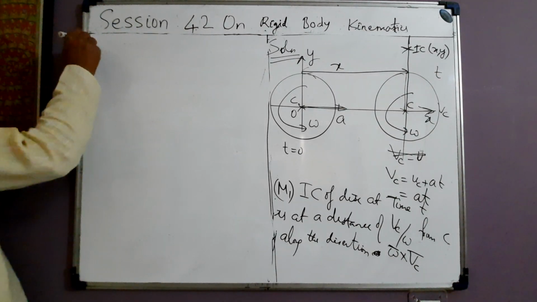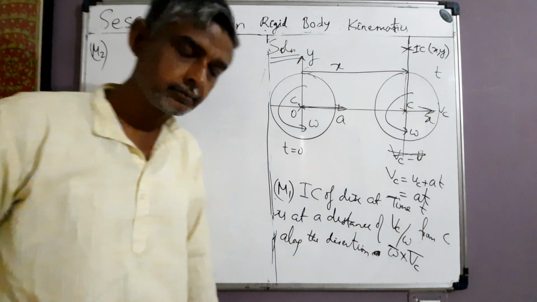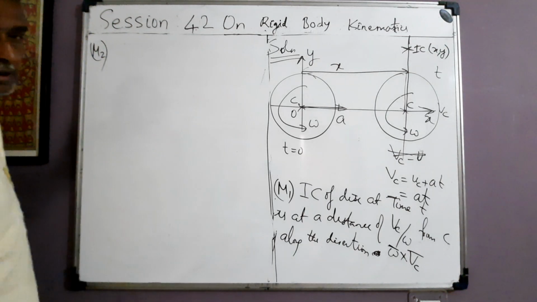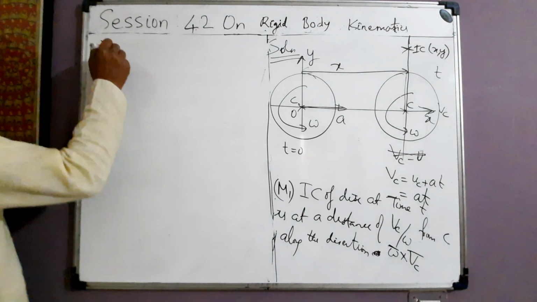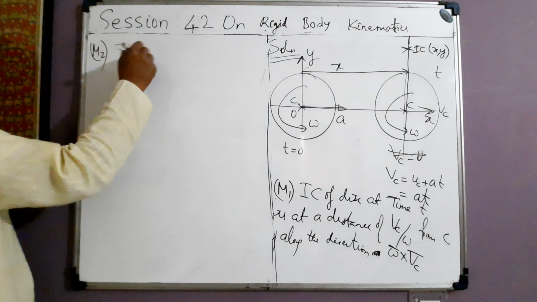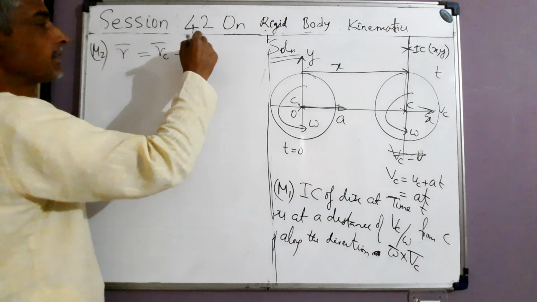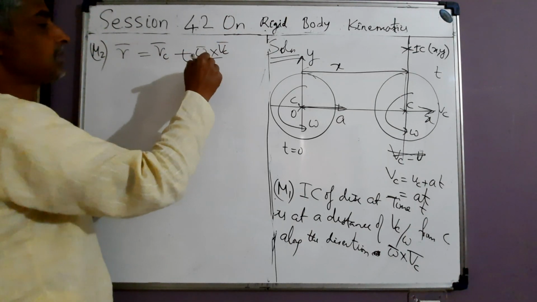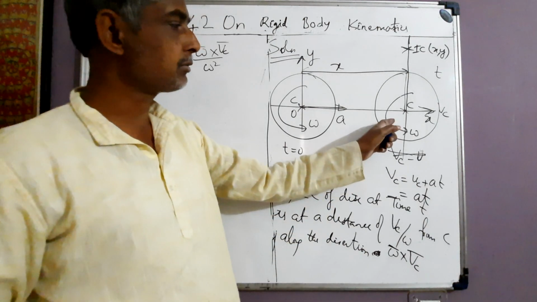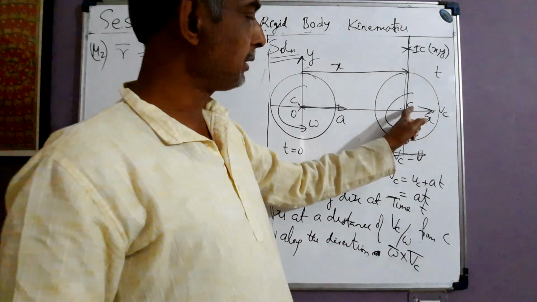Now we solve this question by method 2. Method 2 is similar to the second method of the previous question. Let R be the position vector of IC of the disk at time t. That is the same as the position vector of center C of the disk at time t plus omega cross Vc by omega square. As we did in method 2 of the previous question of this video, there instead of P we took center C.